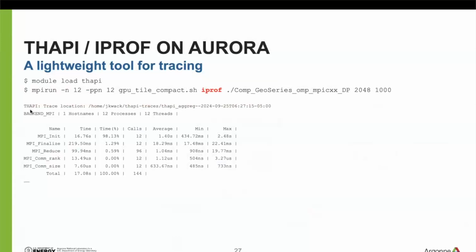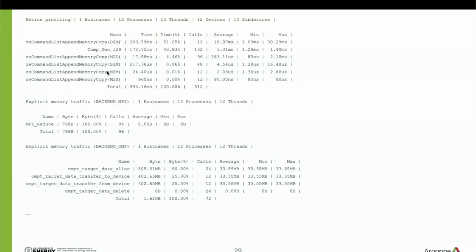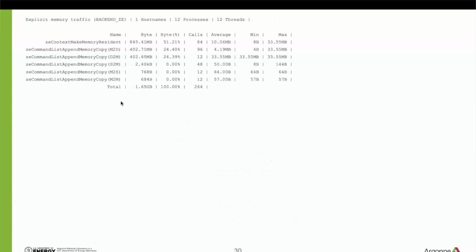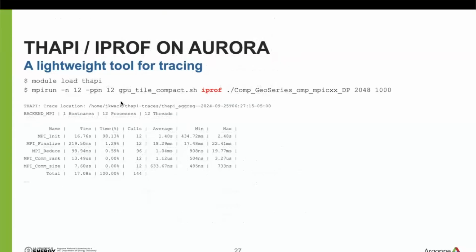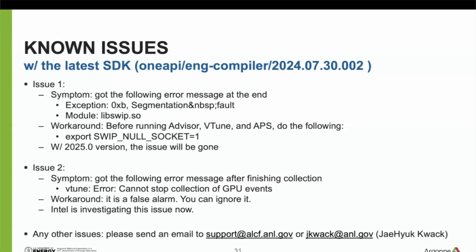Here it provides the MPI backend, so how much time is used by MPI init, finalize, and reduce, and also the OpenMP backend, OpenMP functions, Level Zero backend and functions, and the device profiling, how much data is transferred between host and device, and the memory access pattern from MPI, OpenMP, and Level Zero. Since the overhead of iprof is pretty negligible, it's very popular among Aurora users.